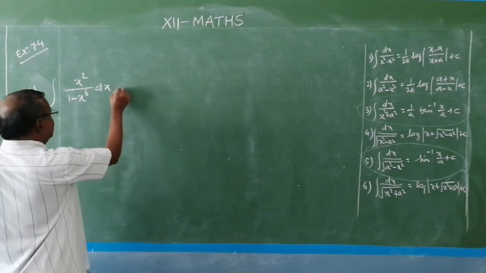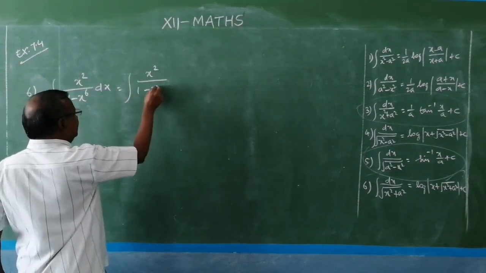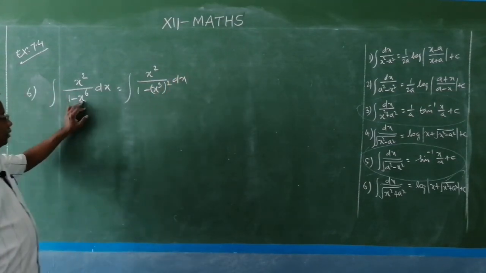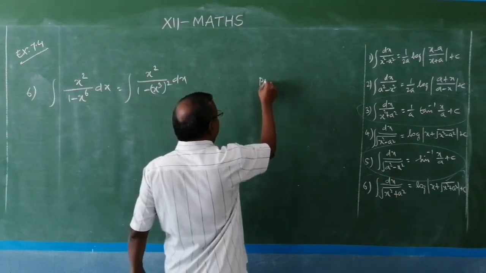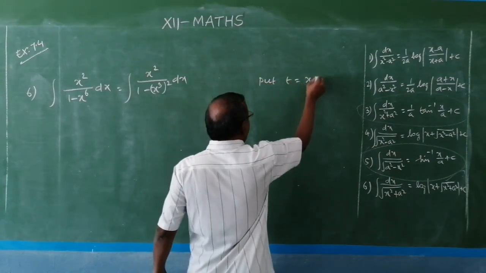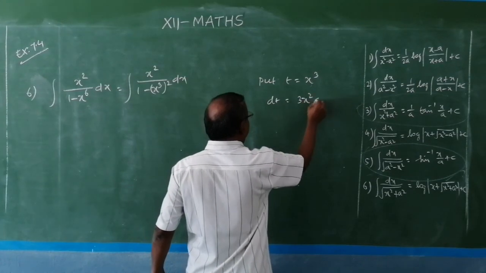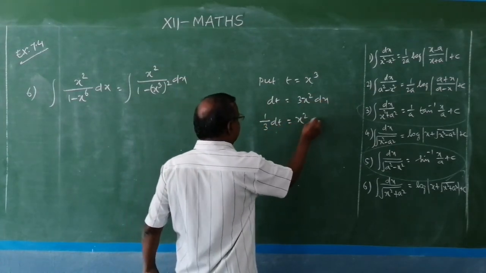This can be written as integral x square divided by (1 minus x power 3) whole power 2 into dx. So, (x cube) the whole square equals x power 6. Now, put t equal to x cube, so that dt equals 3x square into dx, or 1 by 3 dt equals x square into dx.